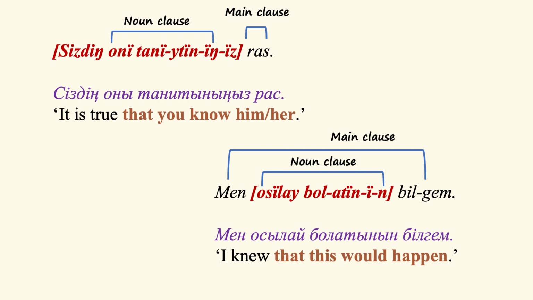In these examples, the present participle suffix aten or eten appears in the predicates of noun clauses. The possessive and the case suffixes are added after the present participles.